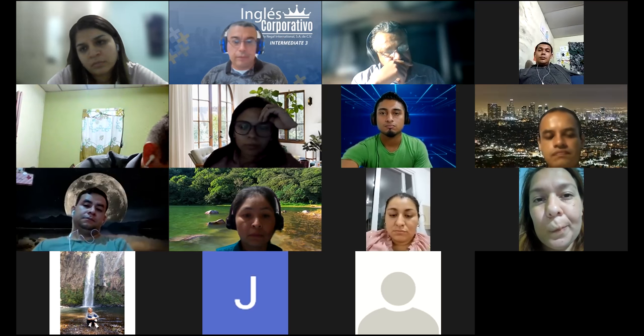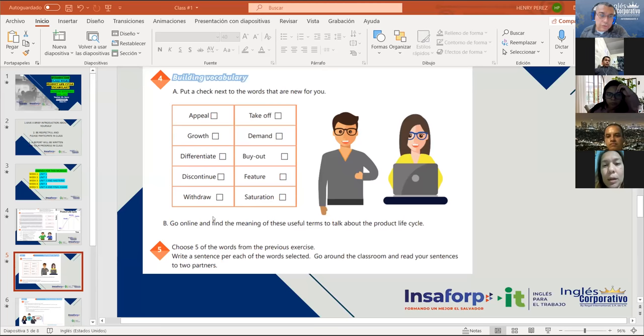Tomorrow we're going to do this brief vocabulary. We're going to continue with the vocabulary, and I want you to look at this. This is on page 10 of your module. I hope you have it ready by tomorrow, because you're going to be writing. There are some blank spaces where you're going to write 5 sentences. But first, I'm going to ask you to give me a brief definition of the vocabulary: appeal, growth, differentiate, discontinue, withdraw, saturation, feature, buyout, demand, take off.